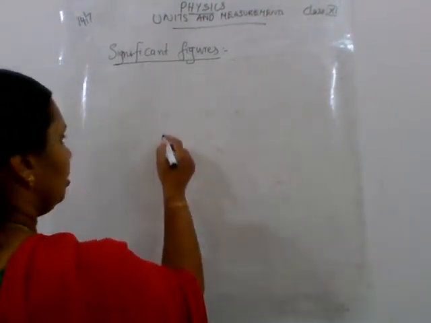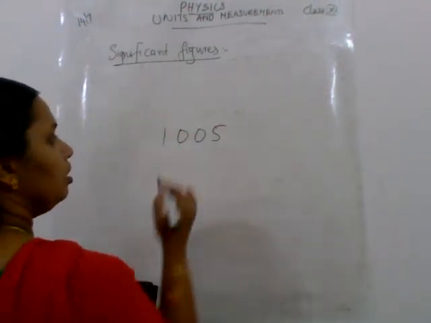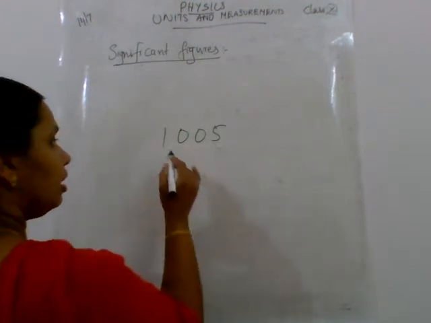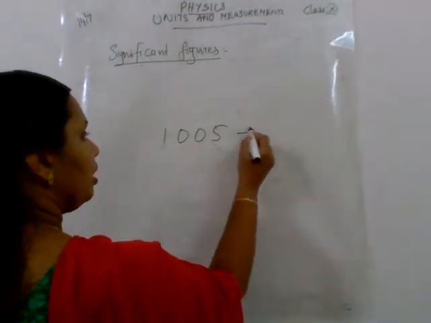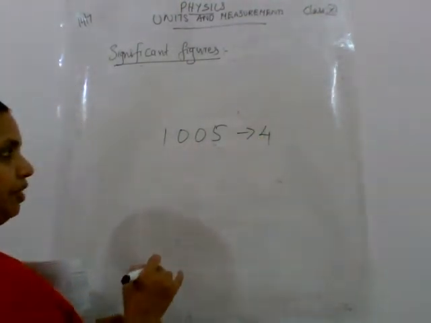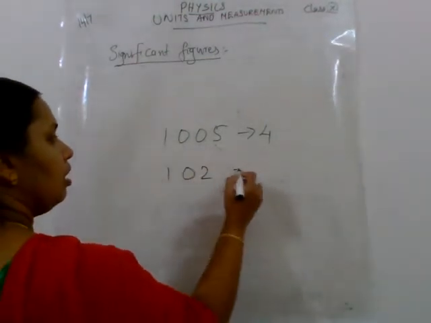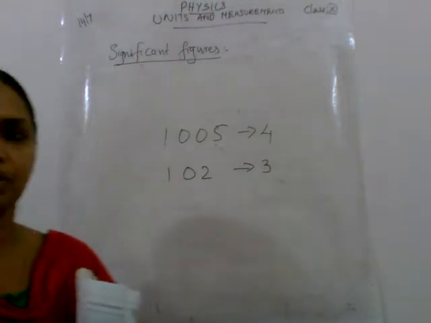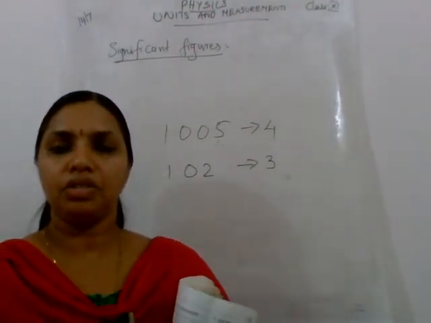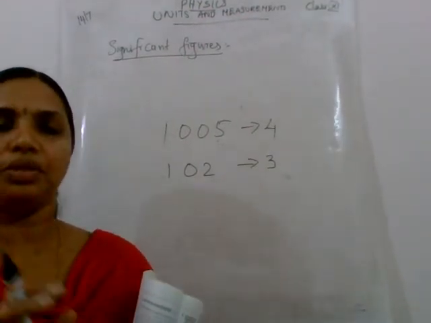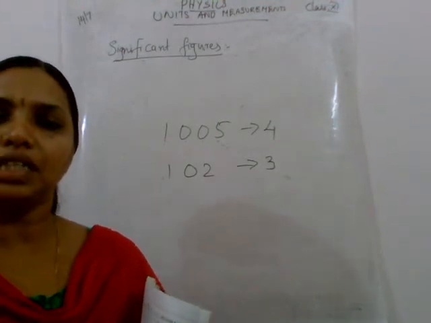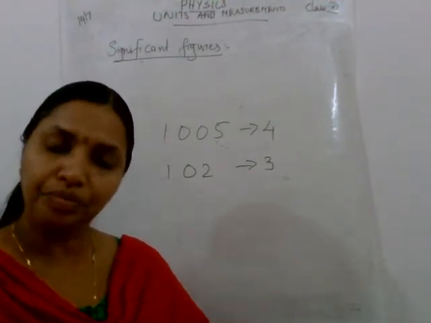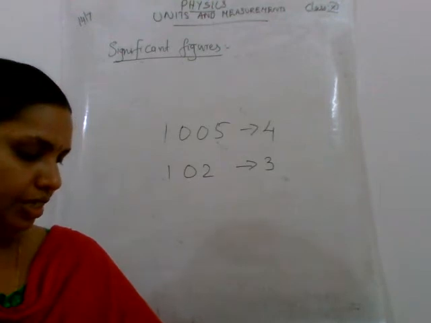The first example, 1005. How many significant figures are there here? 1, 2, 3, 4. There are 4 significant figures. So in between non-zero digits, zeros are coming, and that zero is also considered a significant figure.